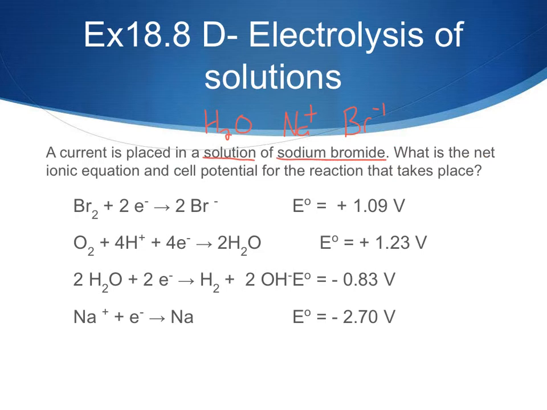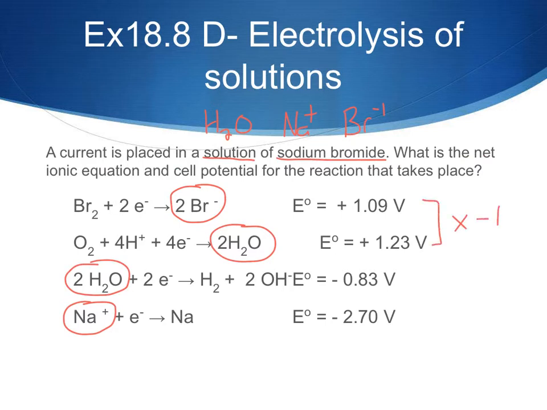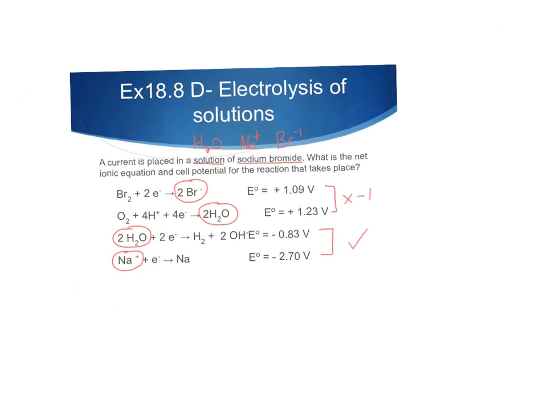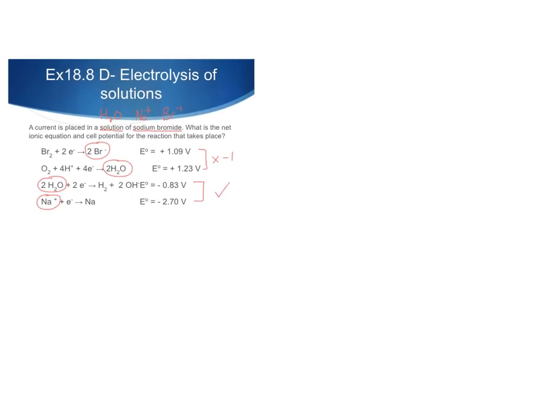When we examine our reduction reactions, we find bromide and water are products in the first 2 equations, and the water and the sodium are actually reactants in the second 2. So these 2 reactions we would have to reverse. These 2 we're going to leave alone. Now I haven't decided how I'm going to multiply them, what my balanced equation is going to be, but I just need to reverse and compare. These are my 4 options.